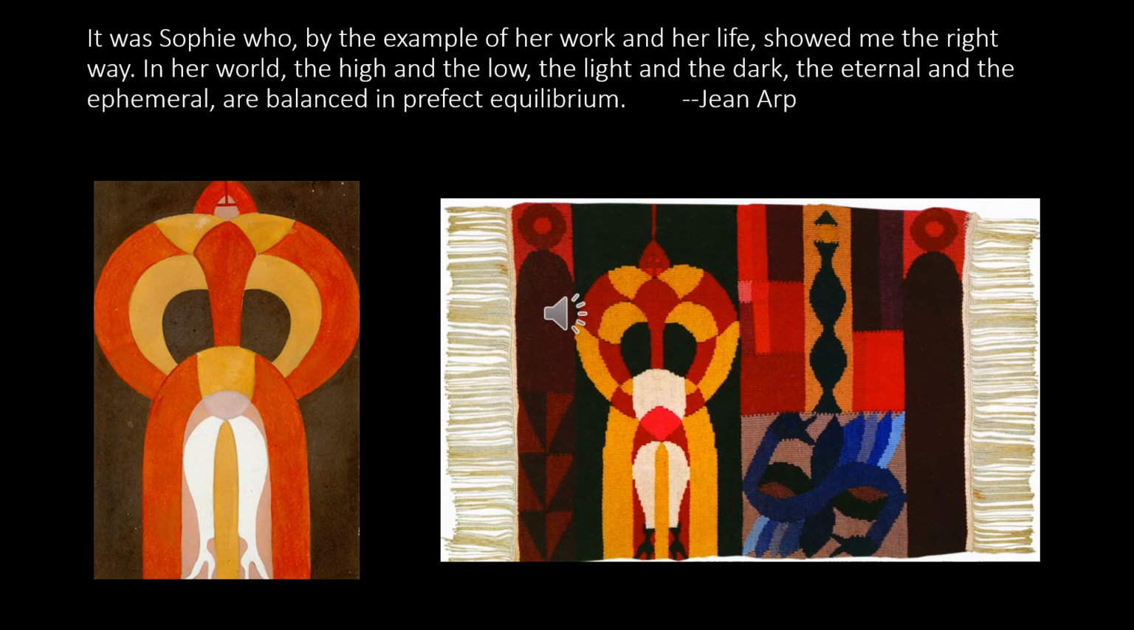So here he says, it was Sophie who, by the example of her work and her life, showed me the right way. In her world, the high and the low, the light and the dark, the eternal, the ephemeral, they're all balanced in perfect equilibrium. And you really do get a great sense of that as you look at her work and examine how she was so interested in exploring ideas in a variety of different mediums.